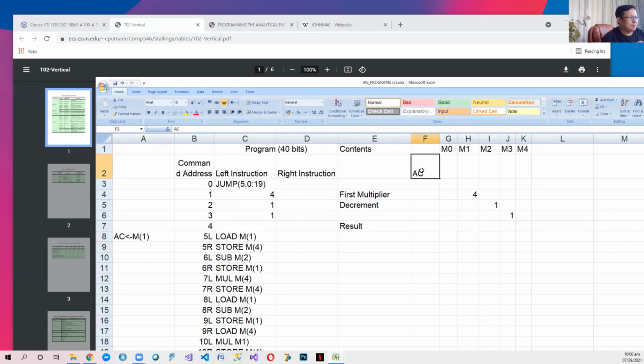Okay, let's center this. Make this bold. The accumulator AC will receive M of 1. So M of 1 is 4. So therefore the accumulator is 4. Any questions so far? That's how it works.